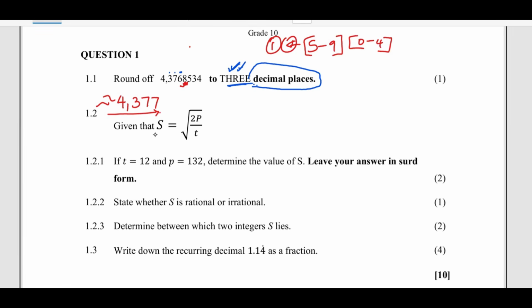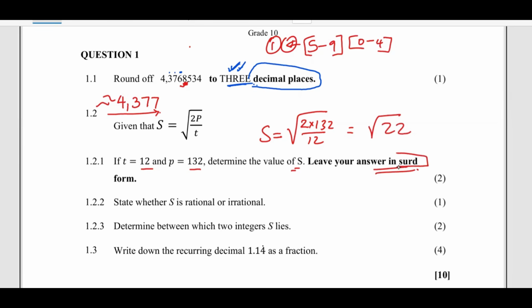All right, then 1.2, given that S is the square root of 2p over t, if t is 12 and p is 132, can we determine the value of S? Meaning that we need to do the substitution. So it's going to be the square root of 2 times 132 divided by 12. When you simplify that, is it 12 over 11? No, not really. It's 22. So 2 times 132 over 12 is 22, which means it's the square root of 22. They said leave the answer in surd form.